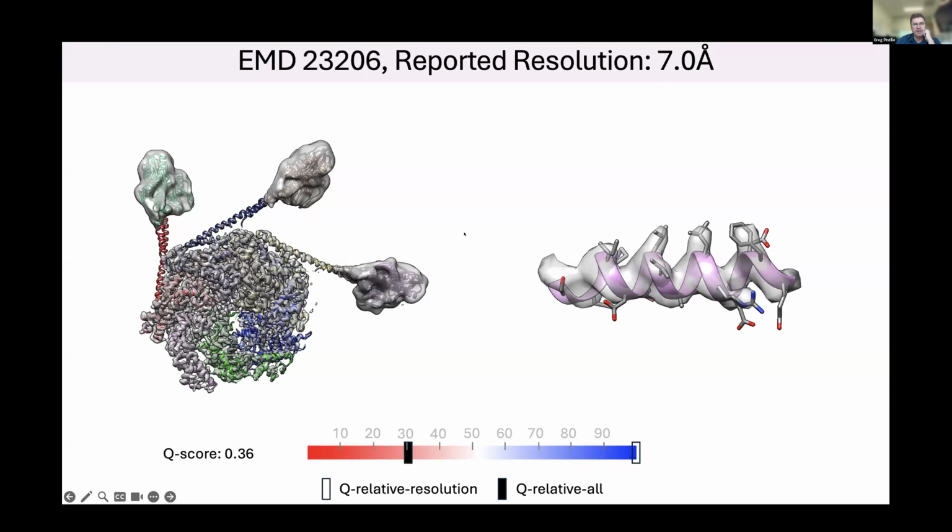In this case, the problem is not really the map, it's the reported resolution, which was reported to be 7 and is not really fully representative of the map. The map does have regions that are low resolution, so maybe this biased the overall resolution report. But most of the map and model is actually more resolved, closer to, as we saw, maybe 4 or 5 angstrom resolution.